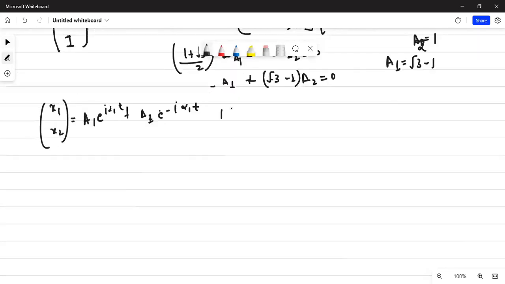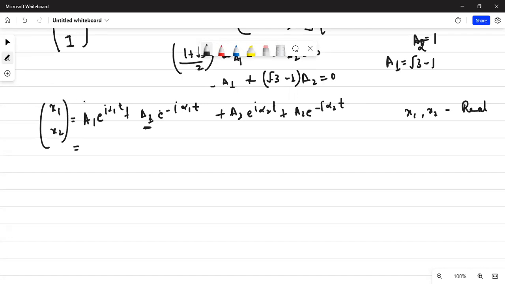a2 e^(iα2t), and then again I'll write a2 e^(-iα2t). And the other day I told you that x1 and x2 are displacements, so they represent real quantities. So what I'll do, I will simply, and then, what would it be.